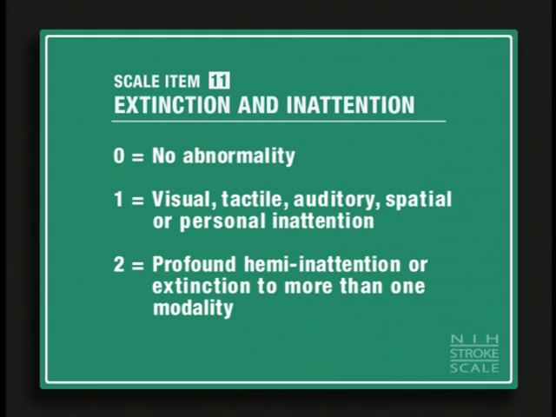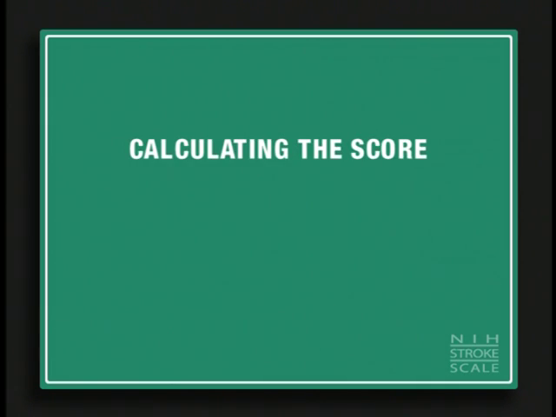Score a 2 if one side extinguishes to both visual and tactile stimuli using double simultaneous stimulation. Score a 2 if there is inattention to more than one category, visual, tactile, auditory, or spatial inattention. A patient with a score of 3 on level of consciousness 1A is automatically scored a 2. As soon as you finish, add up the scores from each item to derive the total. It is always wise to be sure that you have entered the scores correctly, especially on items 1B and 1C. Many people have a tendency to write a 2 when the patient scores both items correctly.